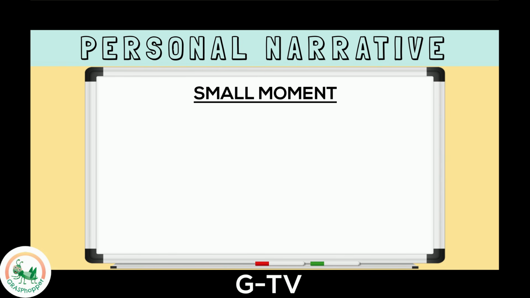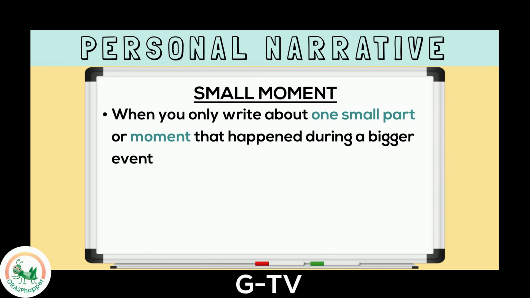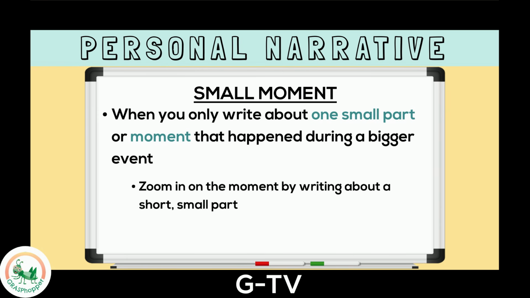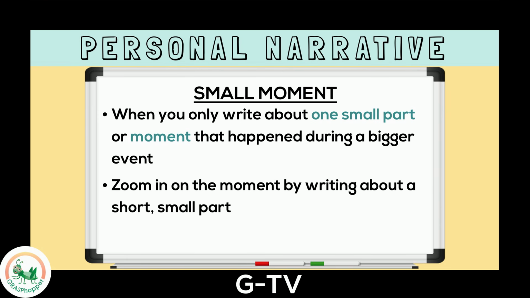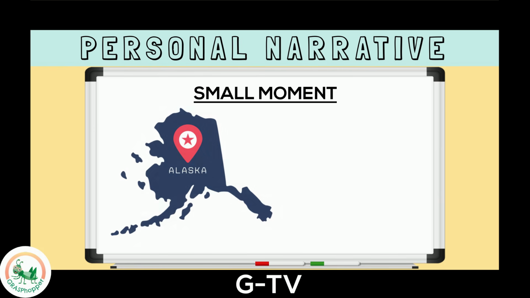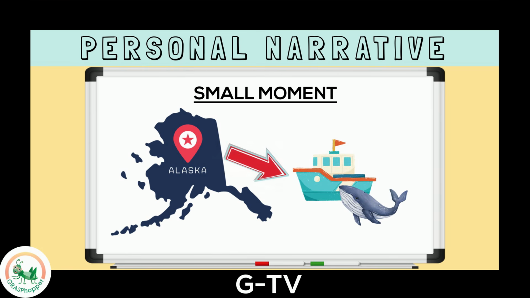Some personal narrative essays are called small moments. This is when you only write about one small part or moment that happened during a bigger event. For a small moment personal narrative essay, you zoom in on the moment by writing about a short, small part, not the entire big event. For Alaska, I wouldn't write about my entire trip. Instead, I'd zoom in on a small part, like when a whale got so close to our boat that I got completely soaked.